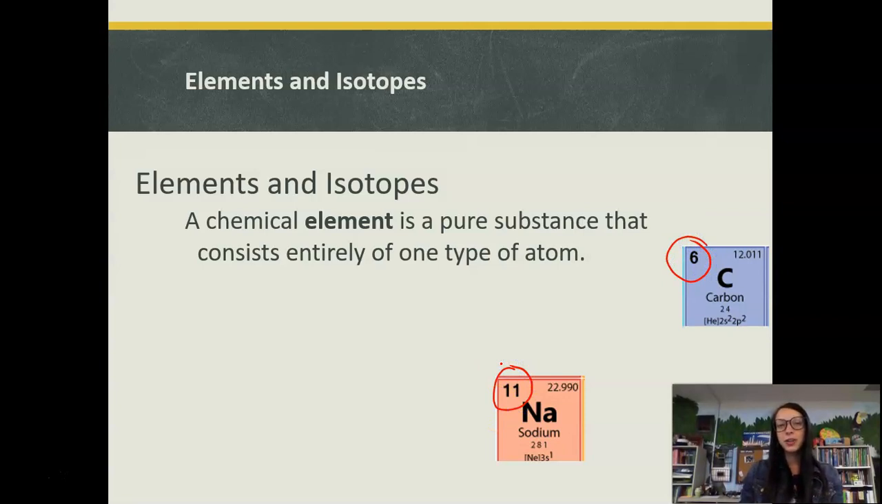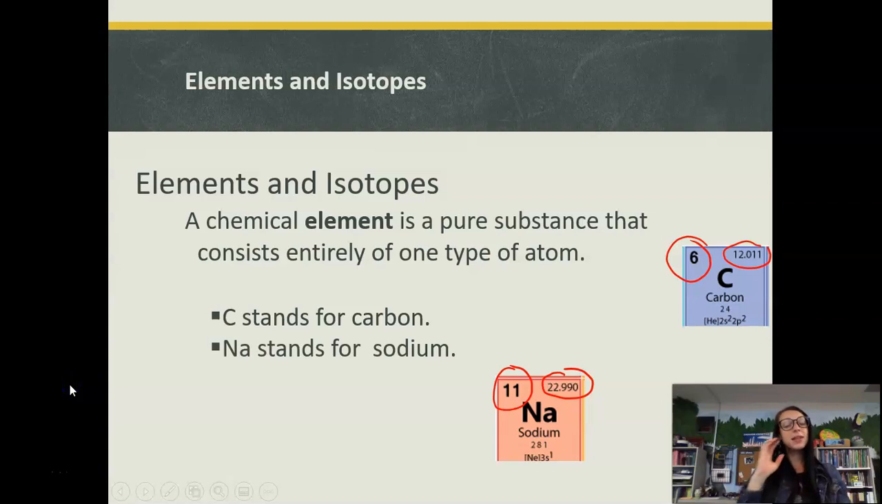What if I asked you to find the mass number of carbon and the mass number of sodium? Could you identify those? The atomic mass of carbon is about 12, and the atomic mass of sodium is about 22 or 23, depending on how you round. So these are some skills, again, you should have remembered from last year, but if not, here's a quick review for you.